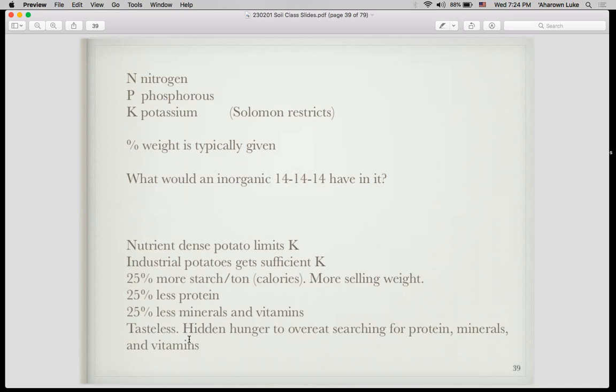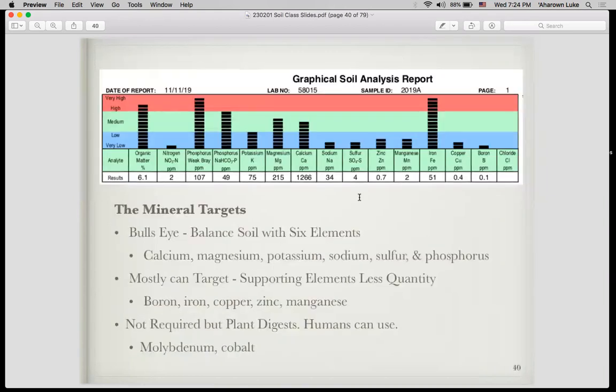And it causes people to overeat because they're looking for that protein and those minerals and those vitamins. And your McDonald's French fry, I'm going to give you a tip here. They're looking at the weight and the selling weight. They don't give a damn about if they're producing nutrient dense food. Sorry, Ronald.